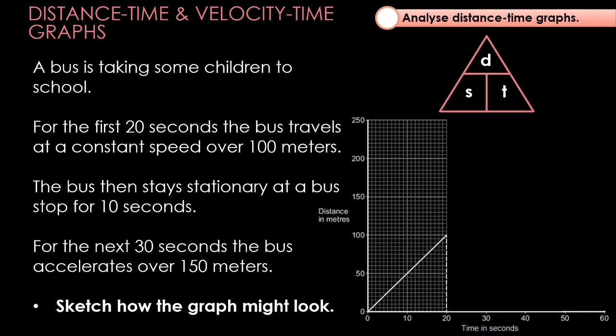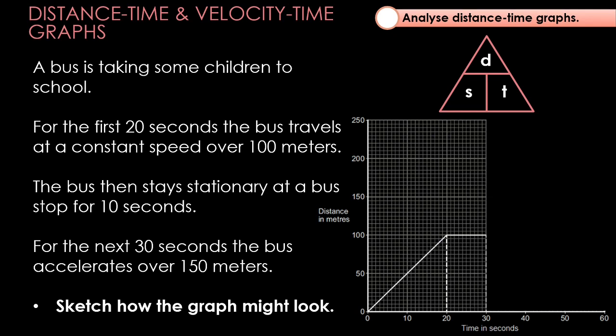It's then stationary, it stops, it's at rest for the next 10 seconds. On a distance time graph, we show that with a straight line, flat across, a straight horizontal line. So for 10 seconds, for 20 up to 30 seconds, the line is flat and horizontal. No distance is being covered whatsoever. We're staying at 100 meters. It is stationary, it's staying there. We have a lovely flat line.